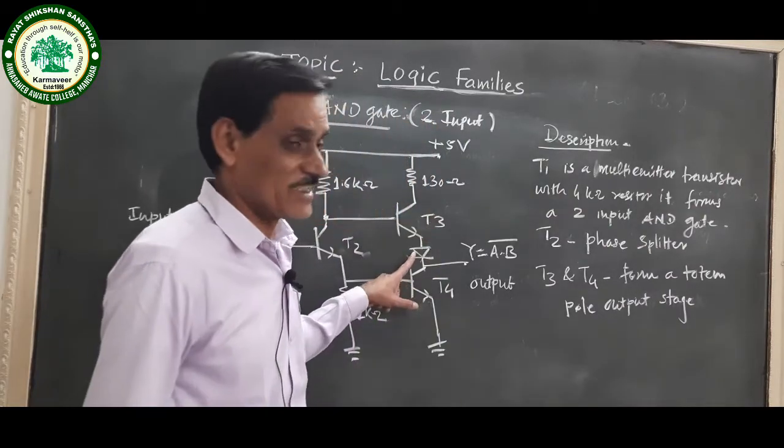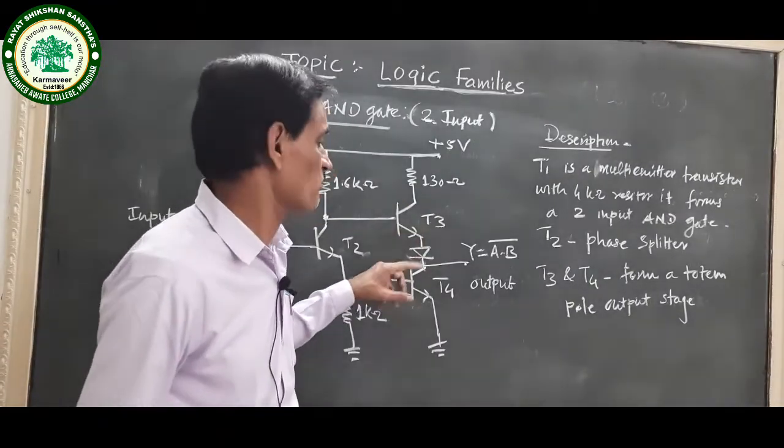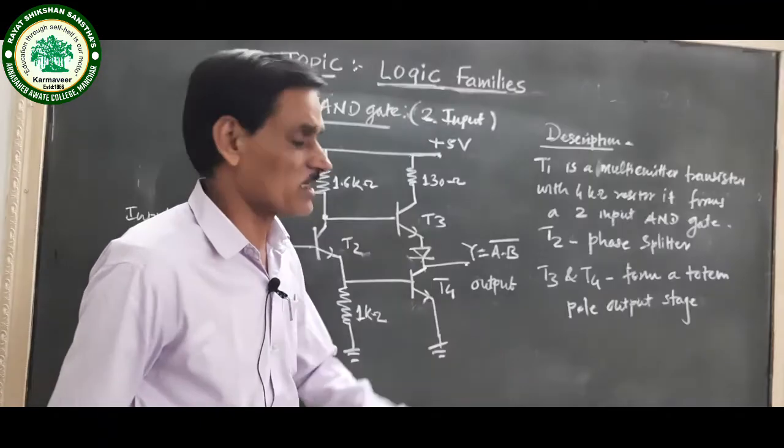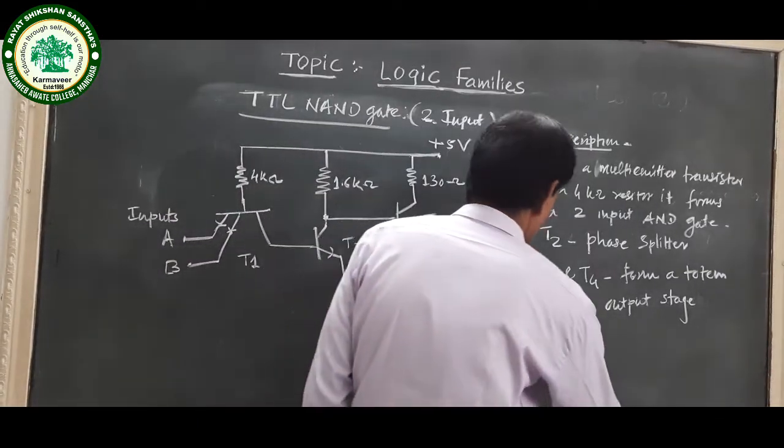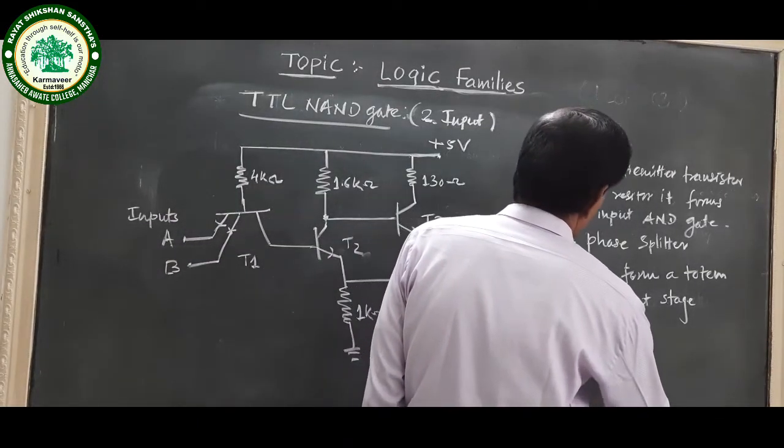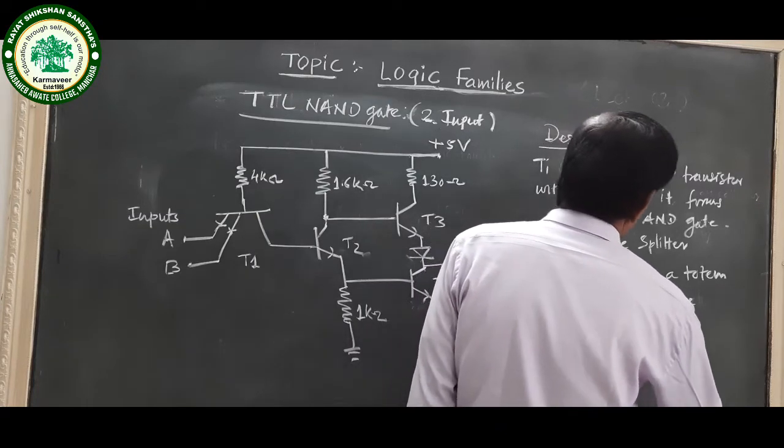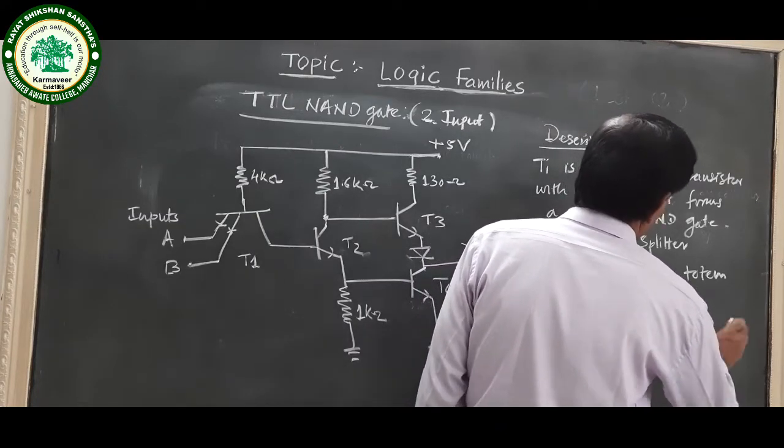The diode D3 prevents T3 from conducting.